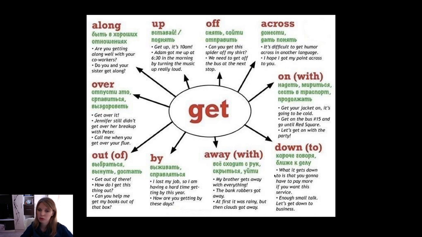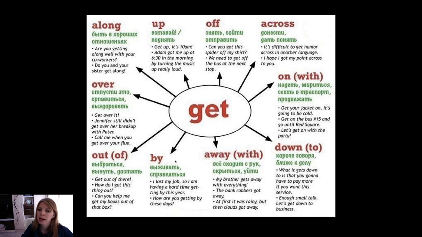Get away with. Все сходит с рук. Либо значение скрываться, убегать, уходить. My brother gets away with everything. Моему брату все сходит с рук. Я думаю, что здесь такое тоже устойчивое сочетание, да, которое подлежит заучиванию. The bank robbers got away. Грабители скрылись. Escaped, yeah, in this meaning. At first it was rainy, but then clouds got away. Сначала было дождливо, но затем облака ушли, облака скрылись.